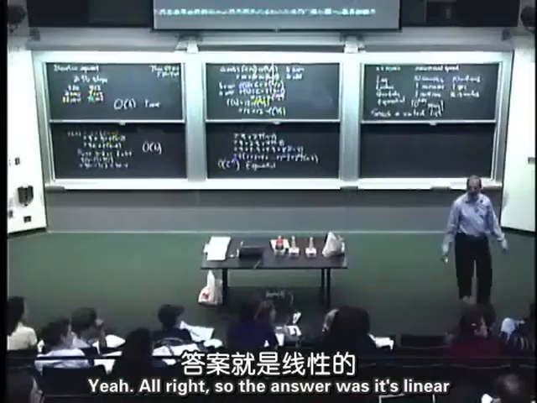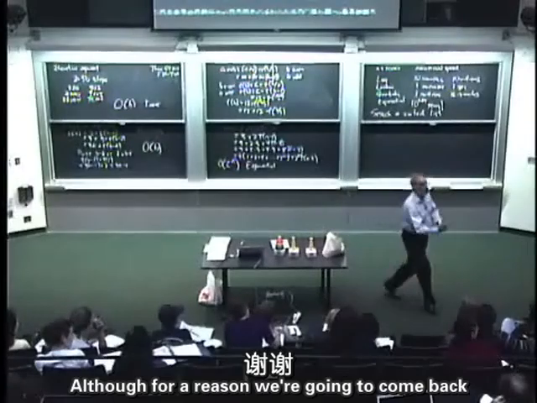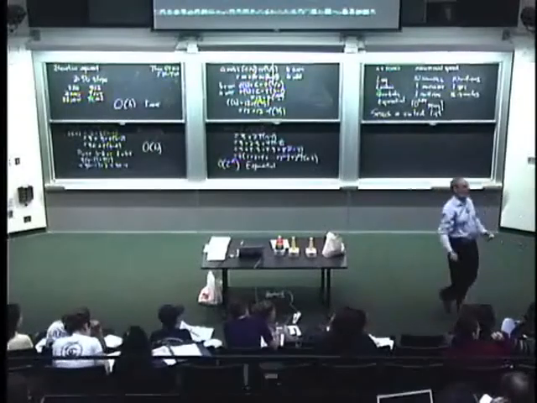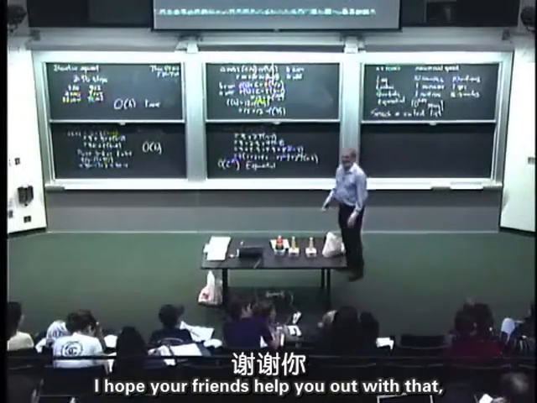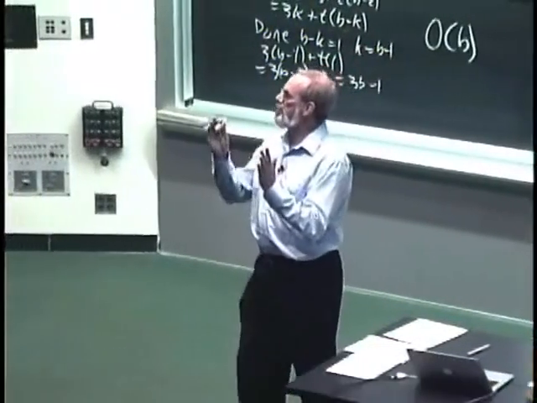Right? So the answer was it's linear, which is absolutely right, although for a reason we're going to come back to in a second. Thank you. You can see that this ought to be linear because what am I doing? I'm walking down the list.